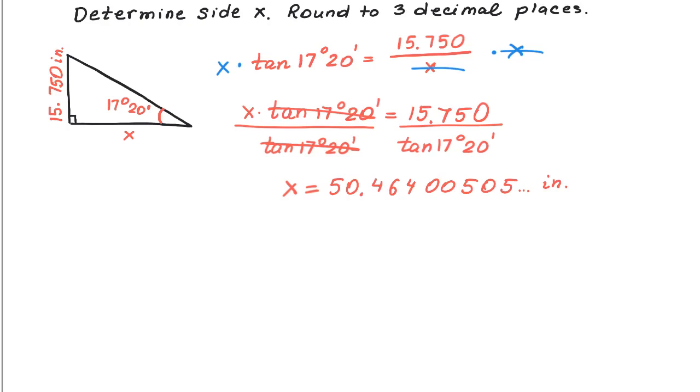We have to round this answer to 3 decimal places. So after the decimal point, we have 464, and to the right of 4, we have 0. Therefore, this 4 stays as it is. Then x equals 50.464, and we drop the rest of the digits. This will be inches.